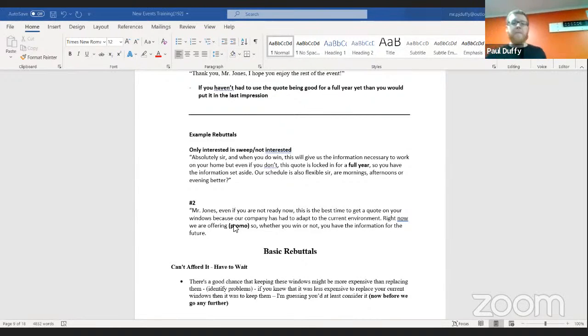All right. The second rebuttal: Mr. Jones, even if you're not ready now, this is the best time to get a quote on your windows, because our company has had to adapt to the current environment. Okay. And you can mention, if you want to, COVID and the fact that it's wintertime. So right now we are offering buy one, get one 40% off. We do have great financing promotions, such as no money down, no interest, and no payments for 12 full months. So whether you win or not, you have the information for the future. And then you go forward again back into your script from there.